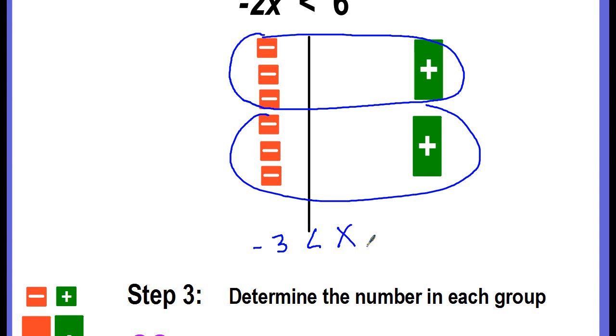Now some of you may say, but wait a minute, I thought the inequality symbol was supposed to switch. What really switched was the x. In our original inequality, the x is over here on the left side, but in our answer, the x is on the right side. So I can rewrite this with the x on the left side. x is greater than negative 3.